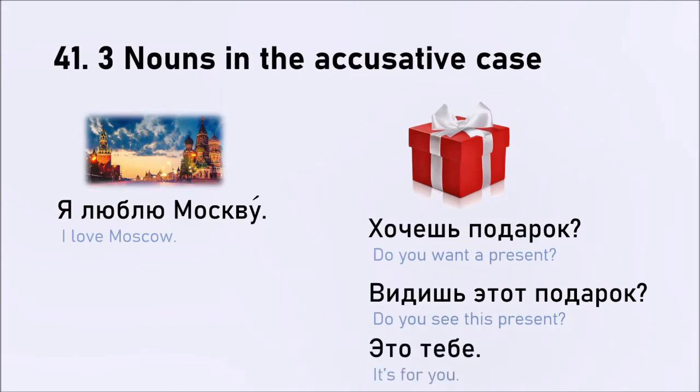Это тебе. They're using the dative case here. Why not the accusative? Well, this present is kind of like for you, so it's being given to you. Remember that the dative case always conveys this notion of something being given or transferred to something or someone. You just have to remember this.